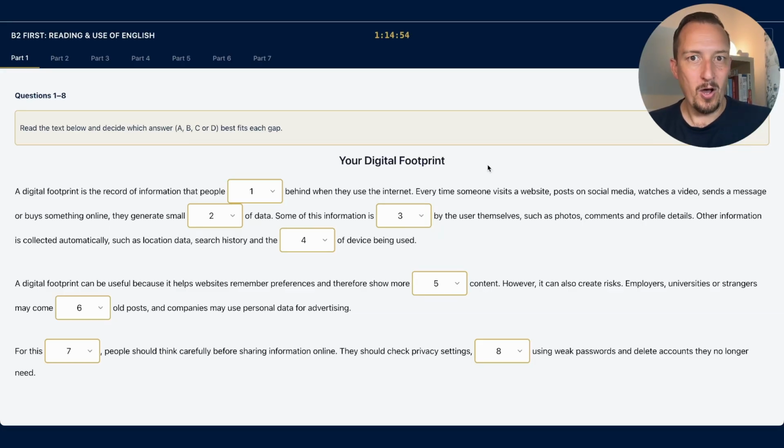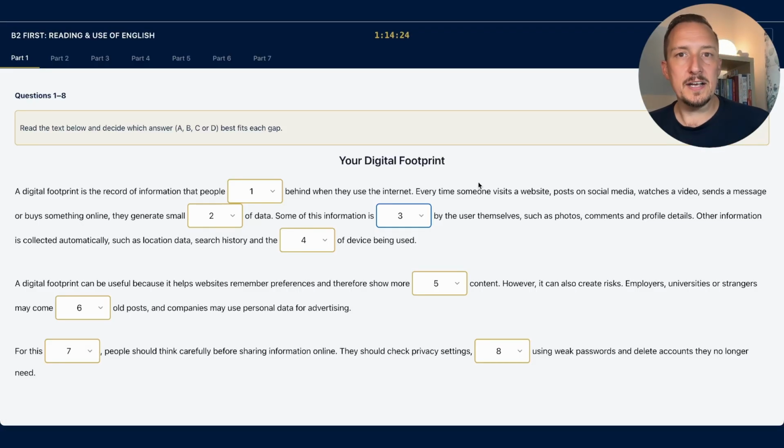Now, in this part of the test, you're given a text of about 150 to 160 words, and there are 8 gaps. For each gap, you're given a list of 4 possible options, and you must decide which option best fits the gap. Now, one way that I like to approach this task is to see if I can think of the word or a correct word before I look at the options.